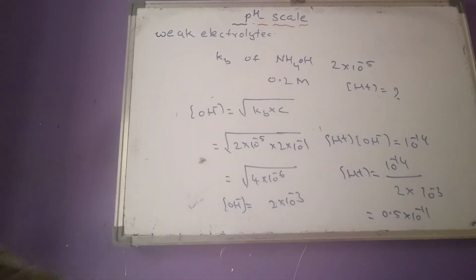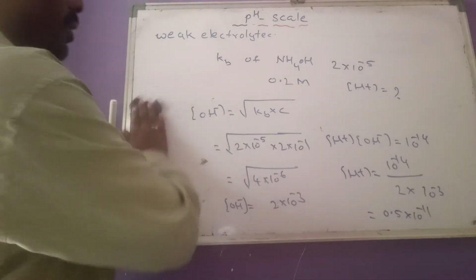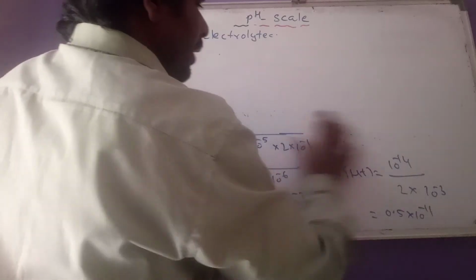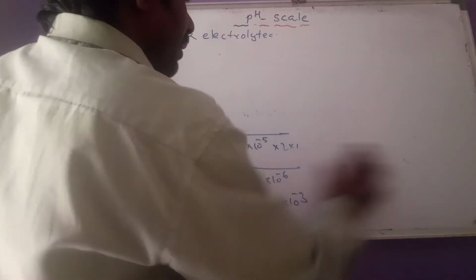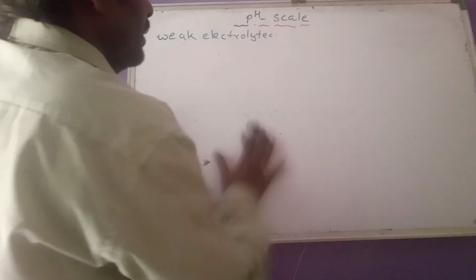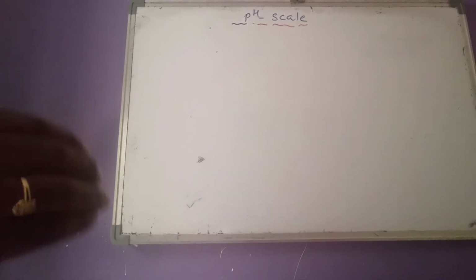After getting H plus concentration, we can go for pH calculation also. Now this is regarding weak electrolytes: when given, how to calculate pH and H plus or OH minus concentrations. Then sometimes they give the pH value of an electrolyte or acid, and we have to calculate its H plus ion concentration. How to solve that type of questions?